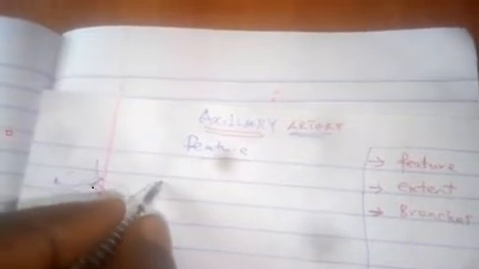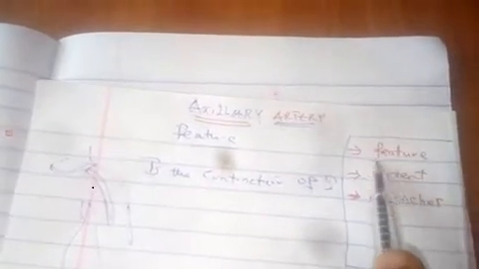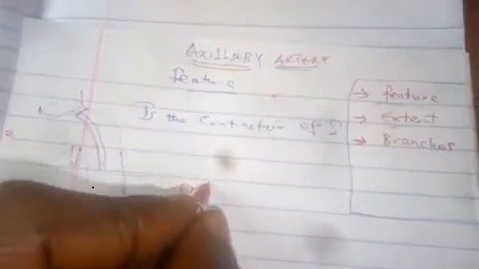So we'll put that down, that the axillary artery is the continuation of the subclavian artery. And after the feature, we'll move to the next one, the extent. Where does it extend from? The axillary artery, where does it extend from? The extension of the axillary artery.